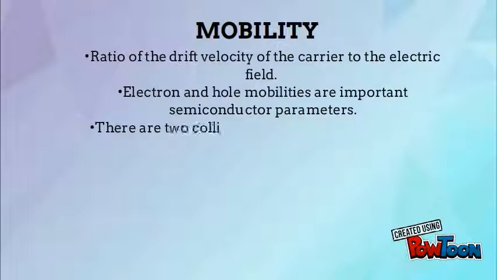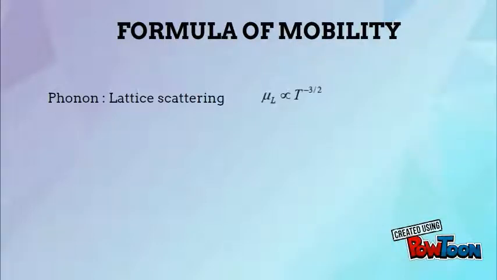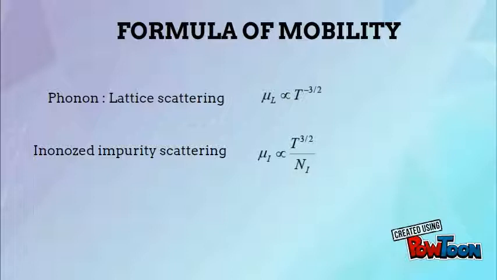There are two collision and scattering mechanisms that affect mobility: phonon lattice scattering and ionized impurity scattering. Formula of mobility. First the formula of phonon lattice scattering. Then the formula of ionized impurity scattering. And finally the formula of total mobility, which consists of phonon lattice scattering and ionized impurity scattering added.